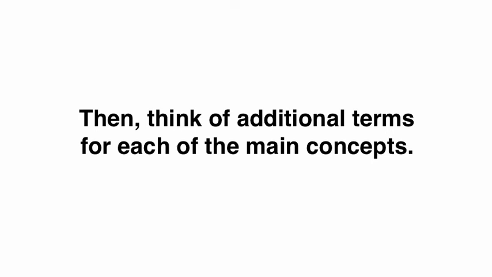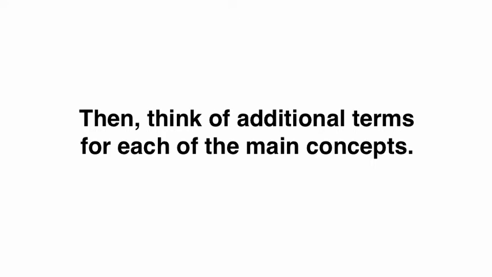Then we need to think of additional terms for each of these major concepts. And this is important because not every single paper or resource or book that we might want and might be relevant for our research will use those exact terms. So we want to think of related terms. Sometimes these will be synonyms, so they'll have the exact same meaning, and other times they're just broader or narrower concepts, so they just have some sort of relationship to our major or main concepts.